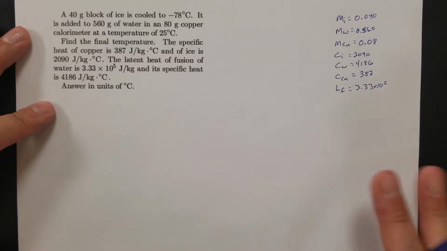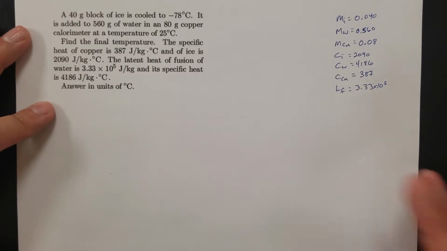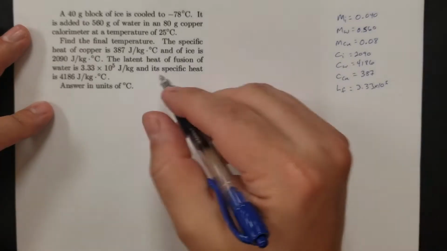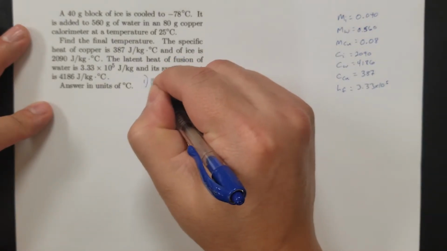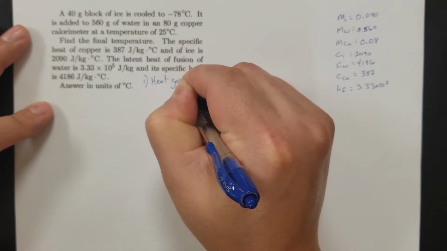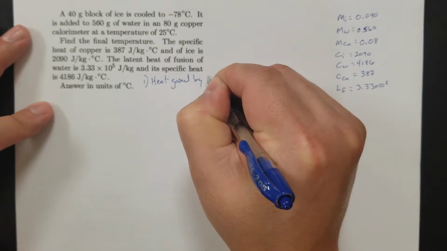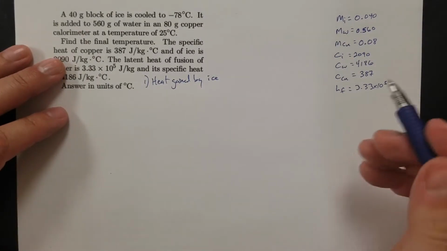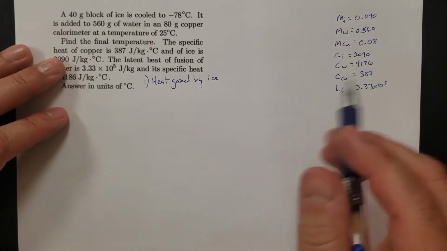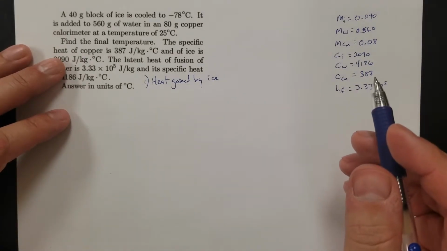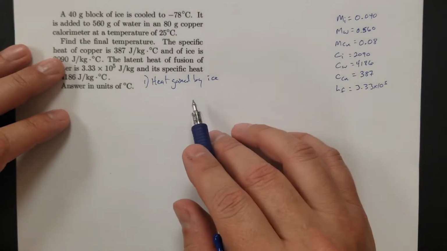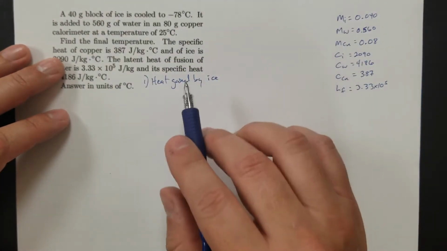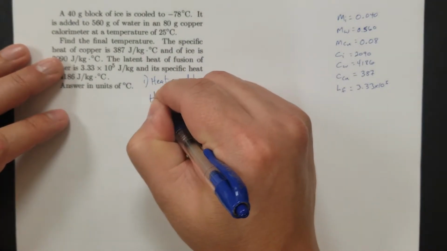Okay, so how are we going to do this? Let's do this piece by piece. So let's do the heat gained by the ice. The ice is going to have to gain some heat in order to change temperature. So the ice is at negative 78. So what's the heat gained by the ice? I'll call this H1.